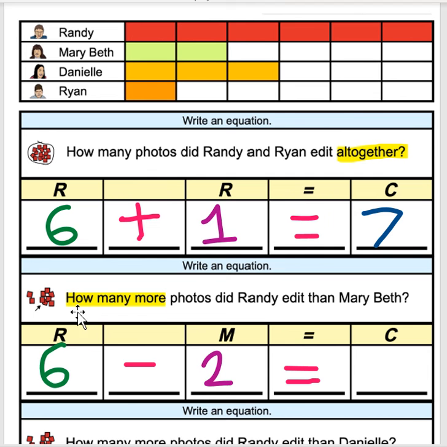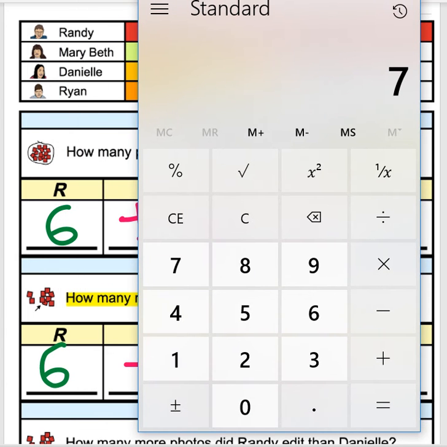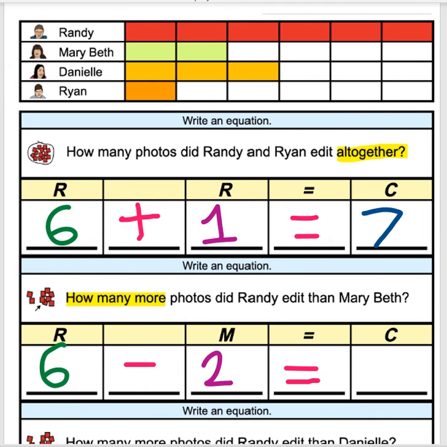Okay, and because we want to see how many more, we know we're subtracting. So let's go ahead and pull up our calculator. And we're going to do 6, how many Randy had, minus 2, which was how many Mary Beth had, and that equals 4. So our answer is 4. Randy edited 4 more photos than Mary Beth.